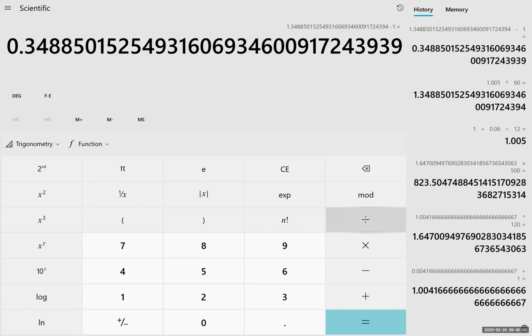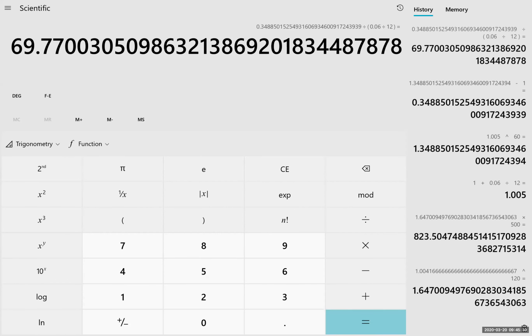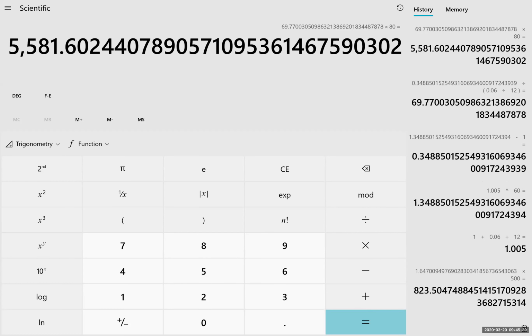Now you're going to divide this by, and I will show you the parentheses method, divide it by parentheses. Notice here, this is the first set of parentheses, and 0.06 divided by 12. Notice here, I have the numerator divided by 0.06 divided by 12, right, inside of the parentheses. So that's exactly what I want. That's everything except the first 80 on your sheet. So you multiply this by 80 to get your answer, which is $5,581.60. All right, so make sure you get that number.